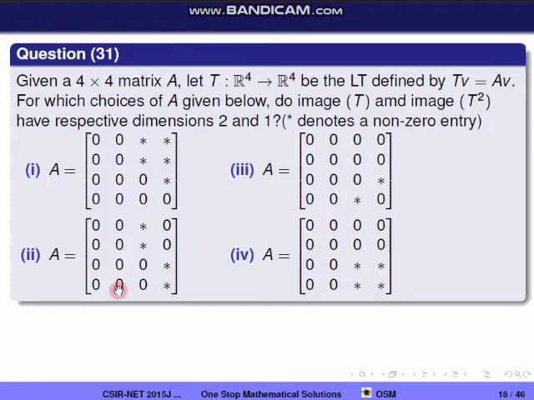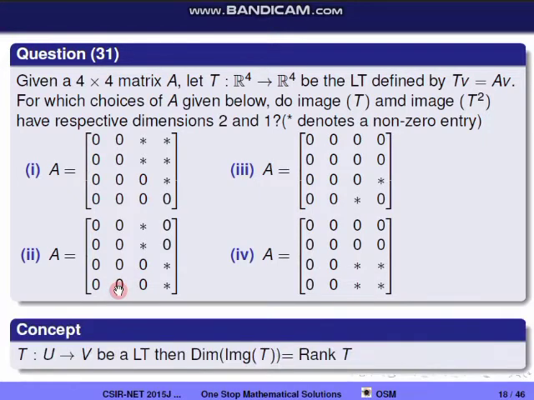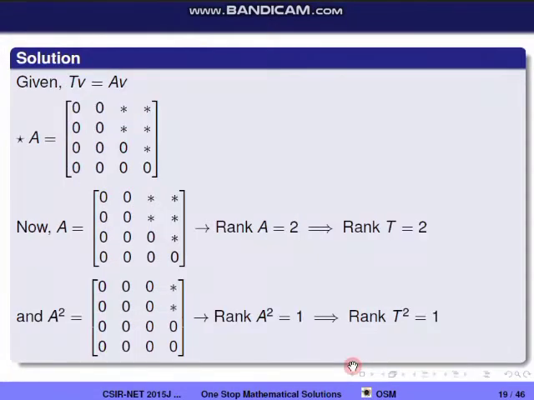So now we'll look into the concept used. If T from U to V is a linear transformation, then the dimension of the image of T is nothing but the rank of the linear transformation. So now we'll move on to the question. They are given T of V is equal to AV. So the properties of the matrix A are equivalent to the properties of the linear transformation. So now we'll check the options one by one. They are given A to be this matrix where star denotes the non-zero entries.